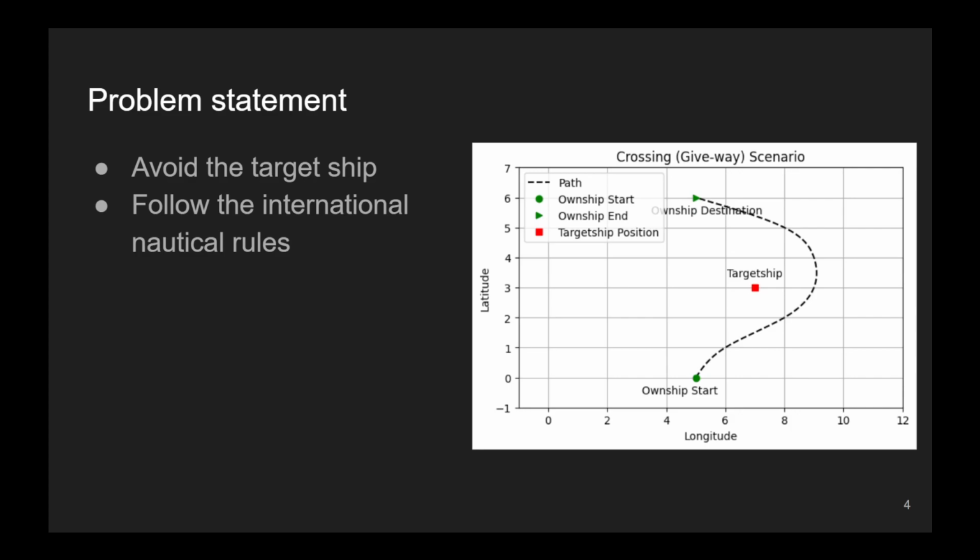Here we can see a graph. In the graph, the green circle represents the own ship and the red triangle represents the target ship that poses a risk of collision with the own ship. The objective is to reach the green triangle, which is our destination, while avoiding the target ship. This problem becomes more complex as the own ship must follow the international nautical rules of the road while avoiding the target ship.